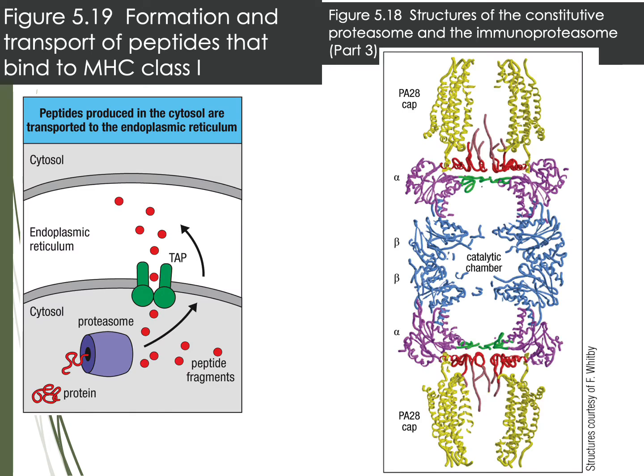So here in MHC class 1, again, we have our protein. It's going to go through the proteasome. You can see on the right-hand side what the proteasome actually looks like. It has two caps and a chamber. So the protein goes into that chamber, and it is digested down into fragments. Those peptide fragments go through a structure called TAP. It is a kind of transporter that can open and close, and it allows the peptides to enter into the ER. Once they enter into the ER, they can interact with MHC class 1.